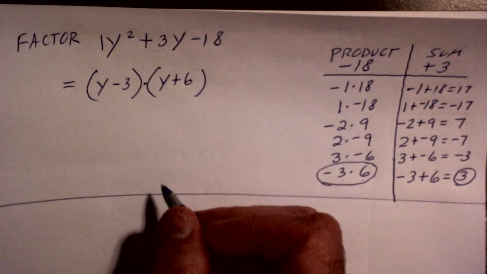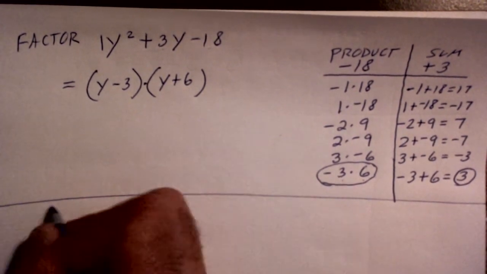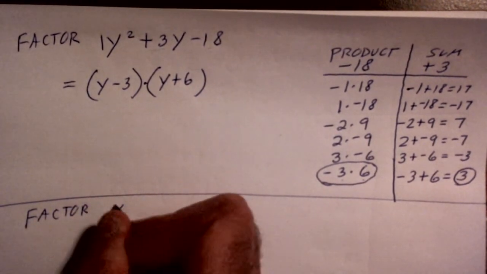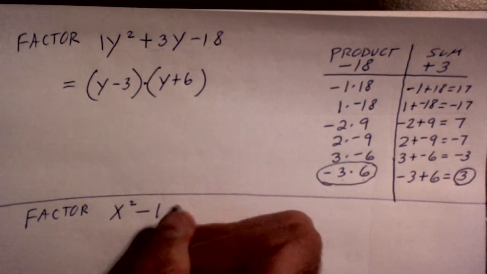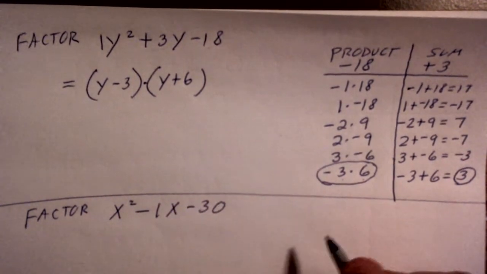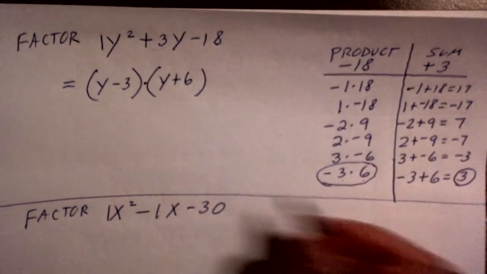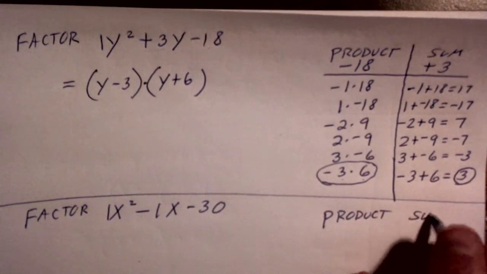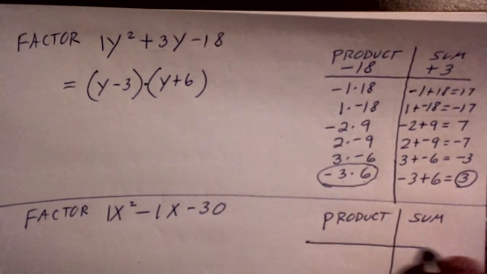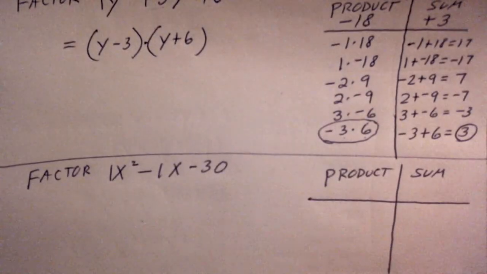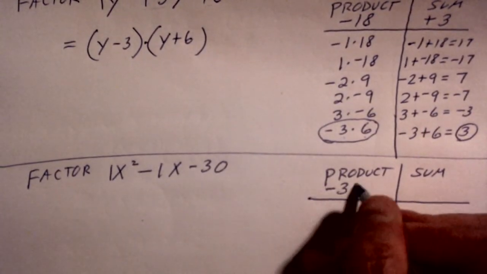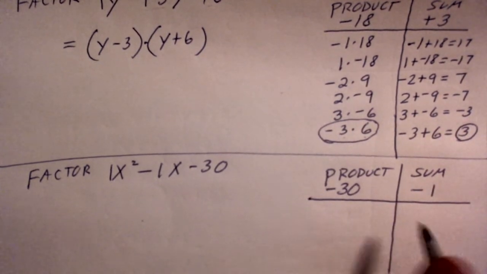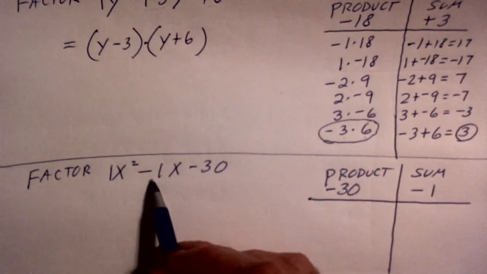Let's see if we can try another one here. We will try to factor x squared minus 1x minus 30. Product sum method. So I need a product. I need a product of negative 30, and my sum has to be the middle coefficient, which is negative 1. So I need two factors of negative 30 that sum up or add up to negative 1.